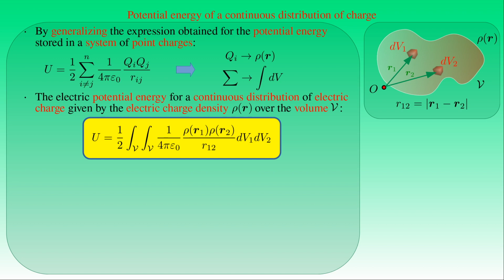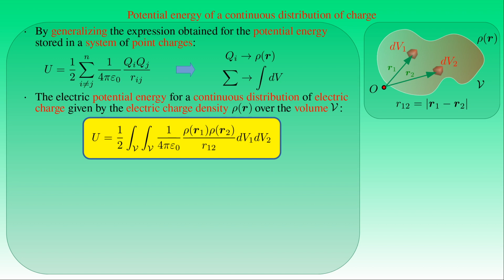Here the position vectors R1 and R2 point from a given reference point O to the volume elements dV1 and dV2 of the double integral, and the distance between the volume elements is written as R sub 12. The factor 1/2 has the same role as in the case of the system of point charges, since each pair of charge elements is counted twice in the double integral.